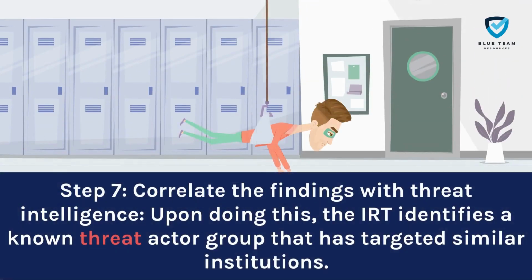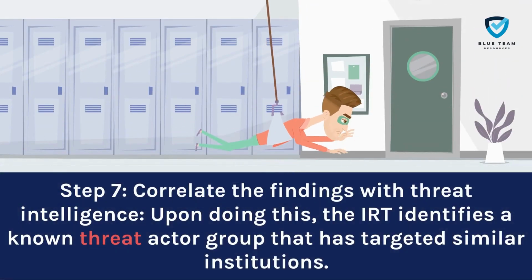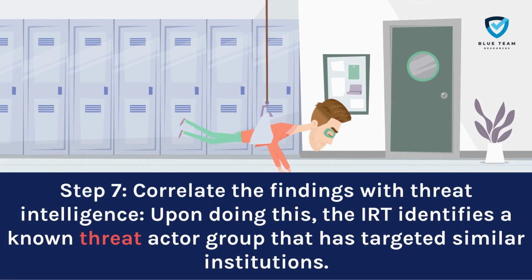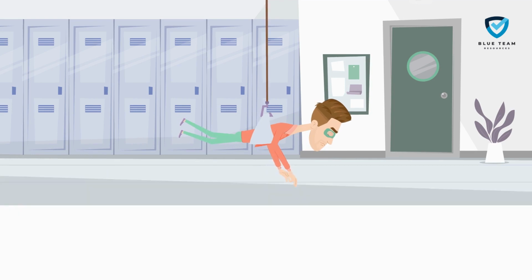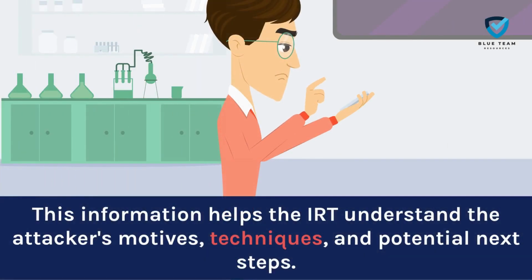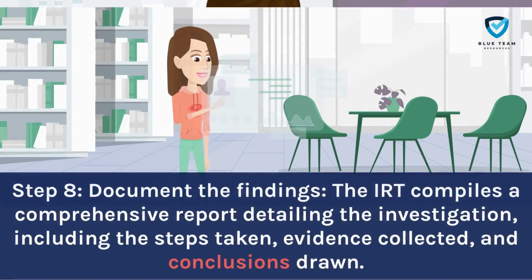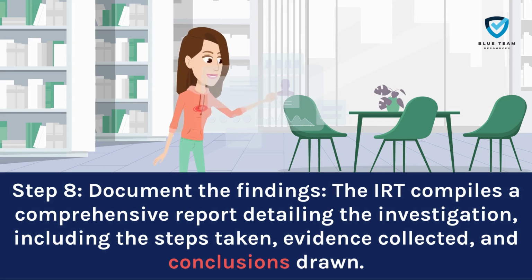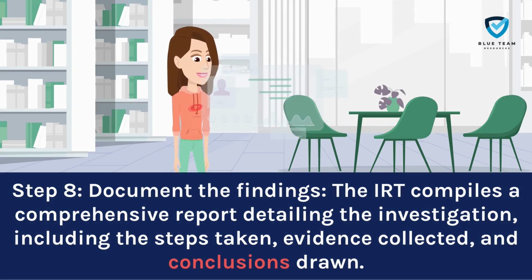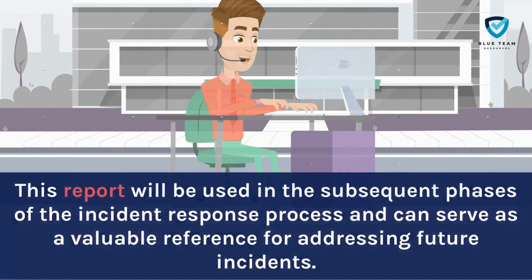Step 7. Correlate the findings with threat intelligence. Upon comparing the findings with available threat intelligence, the IRT identifies a known threat actor group that has targeted similar institutions in the past. This information helps the IRT understand the attacker's motives, techniques, and potential next steps. Step 8. Document the findings. The IRT compiles a comprehensive report detailing the investigation, including the steps taken, evidence collected, and conclusions drawn. This report will be used in the subsequent phases of the incident response process and can serve as a valuable reference for addressing future incidents.